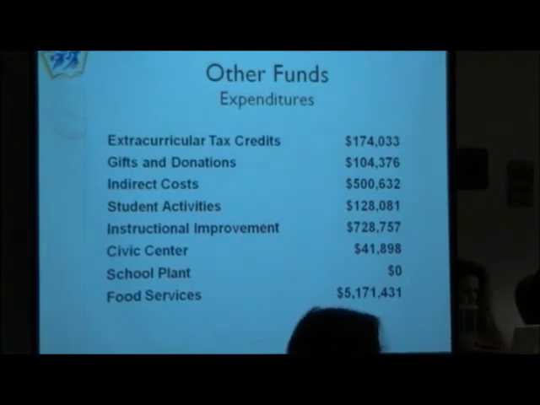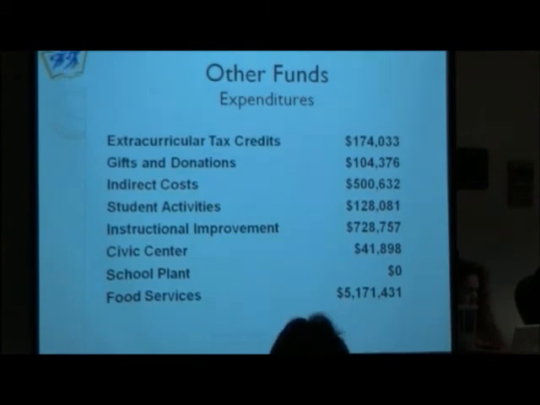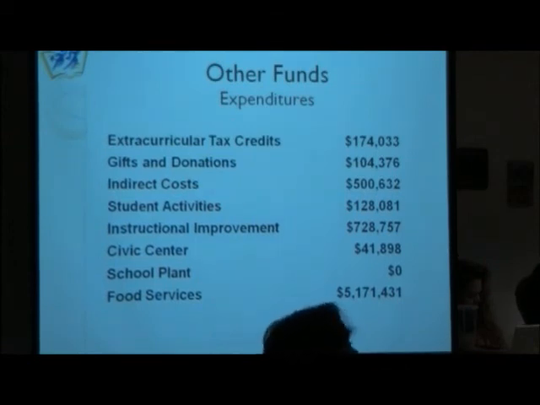Other expenditures, this will give you an idea of how much we spend from some of the ancillary funds, gifts and donations and tax credit monies. Indirect costs are funds that the district gets to keep from the state and federal grants for the purpose of serving those grants with business services and human resources services, things like that. For example, we run payroll for the employees that are hired for the grants, so we get some of that money to do that with.